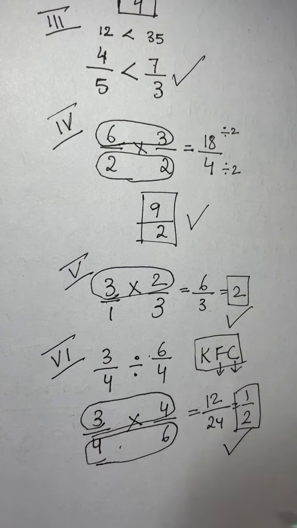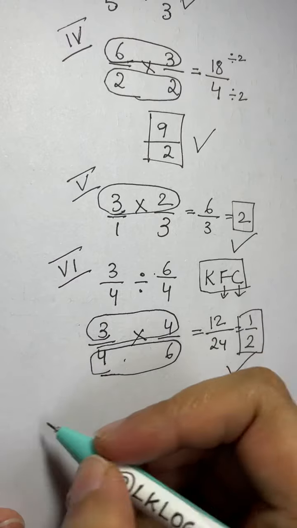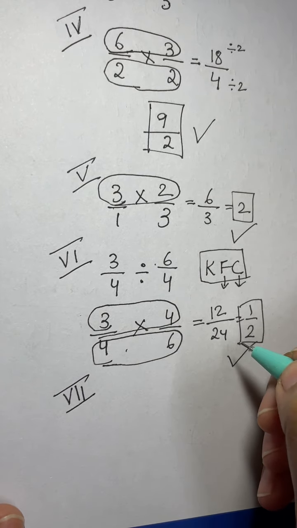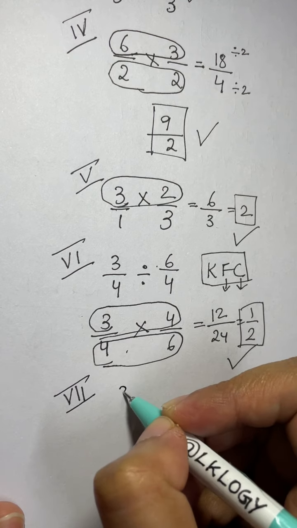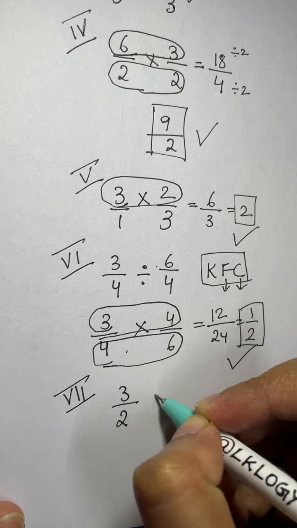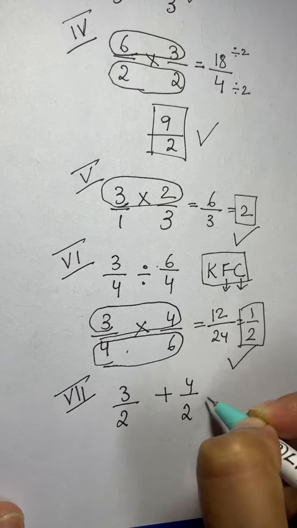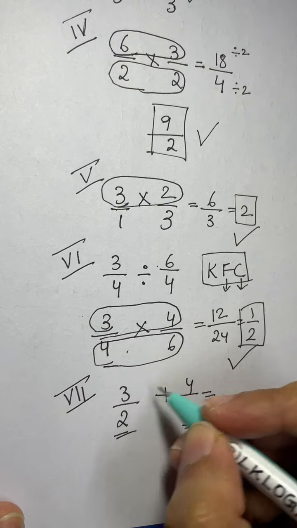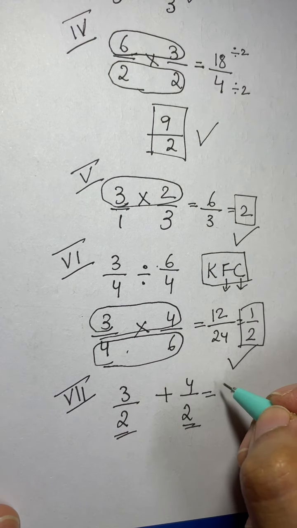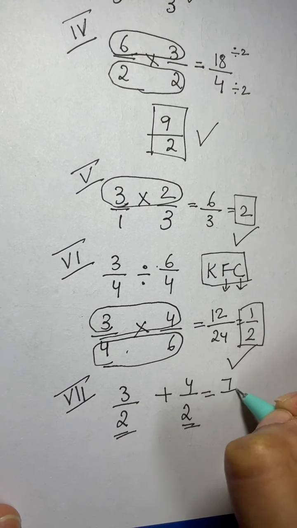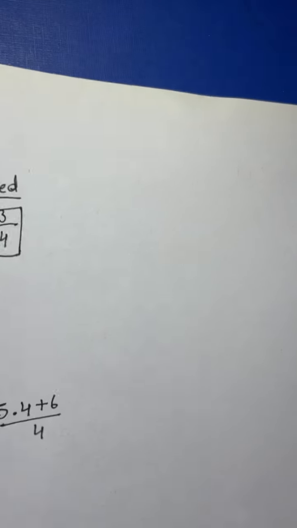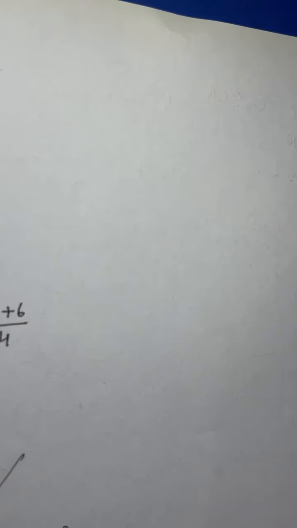All right, let's see number 7. Okay, when you have number 7, you have addition of two fractions. Let's see, 3/2 plus 4/2. Now when you have denominators same, it is pretty easy to just add the numerators. 4 plus 3 is 7/2, and you're done. Okay, that's easy. When you have denominators same, it's really easy.